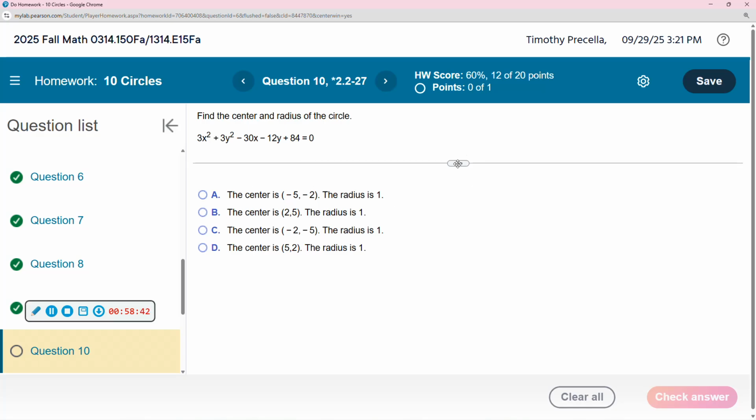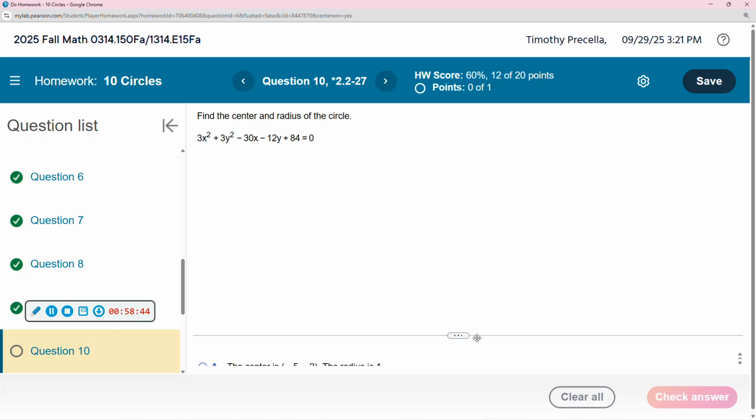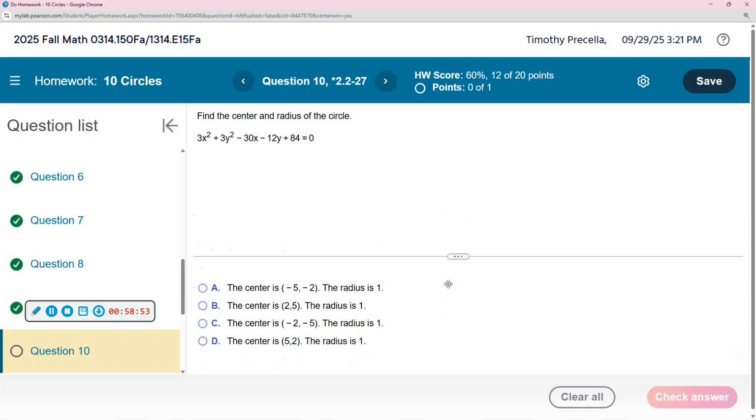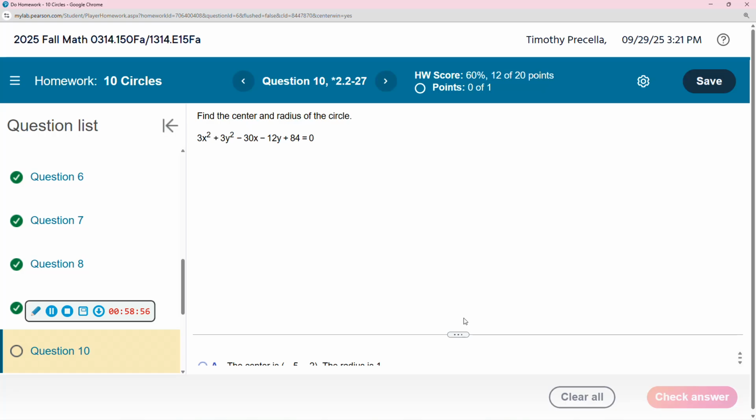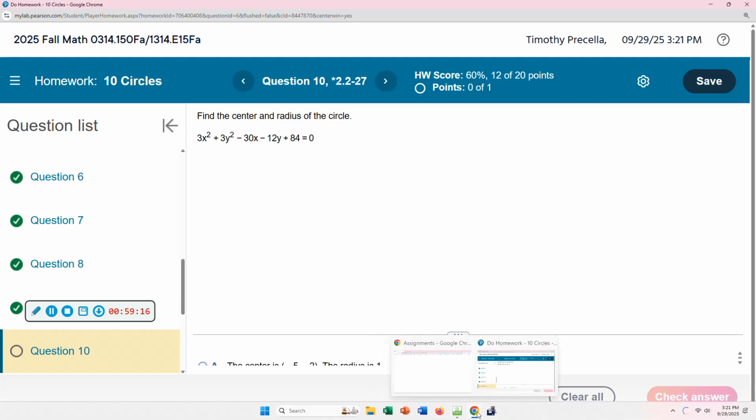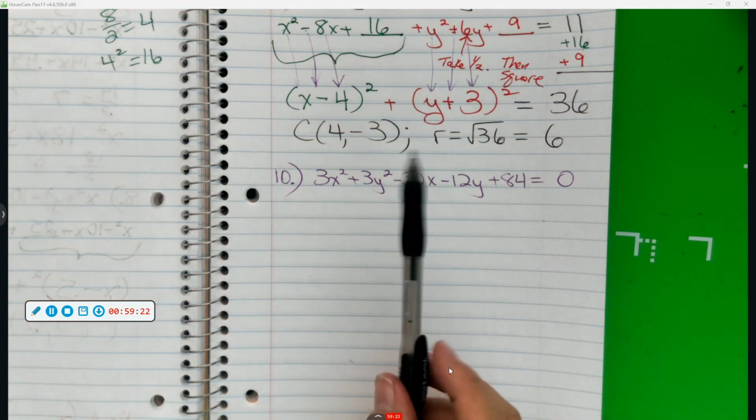Number 10. Look at that. It's just multiple choice, so I'll hide all those choices. 3x squared plus 3y squared minus 30x minus 12y plus 84 gives me 0. Oops. Okay, let's make sure I didn't miscopy those signs.